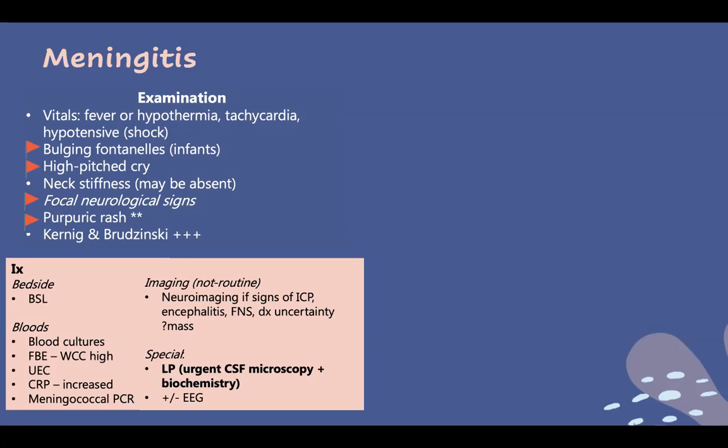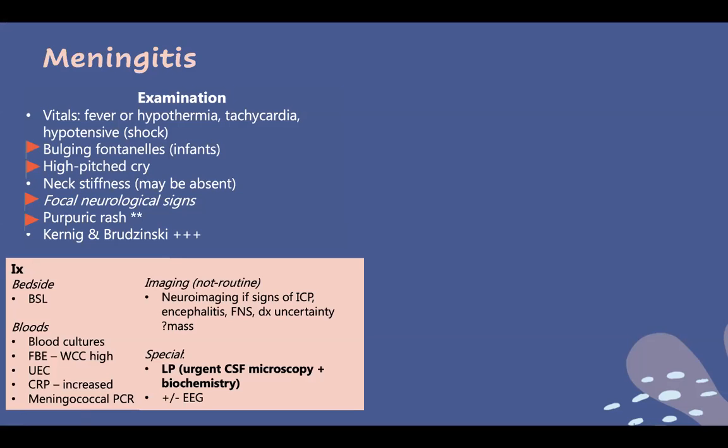In terms of investigations, Michaela covered this before with the fever of unknown origin and what to do, but essentially it's a little bit similar. So at the bedside, you want to do blood sugar levels, especially if you're doing the lumbar puncture, because those two can help tell you the diagnosis as well. In terms of the blood cultures, you want to do 3 blood cultures from different areas, FBE, UEC, CRP, which would be increased, and meningococcal PCR.